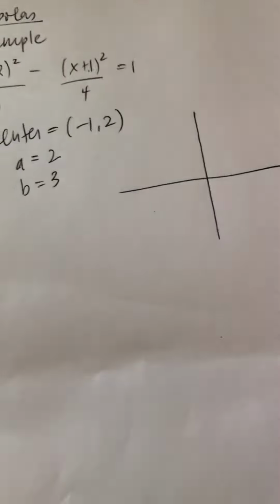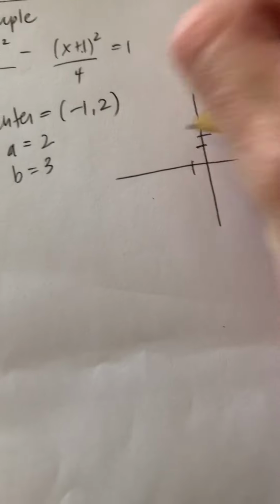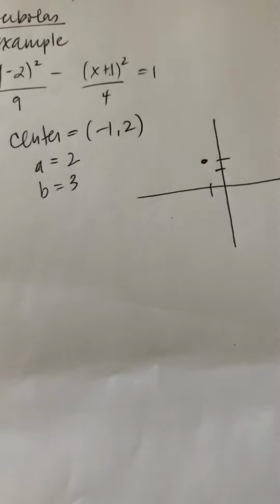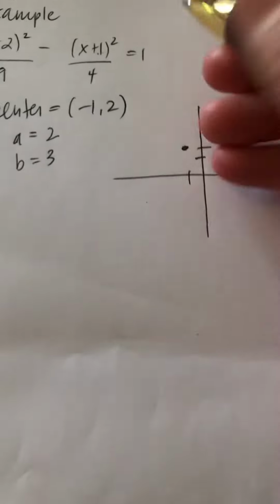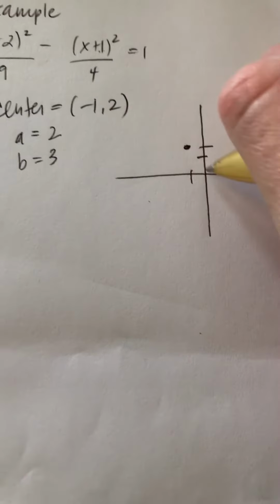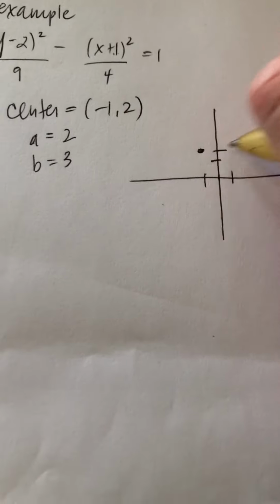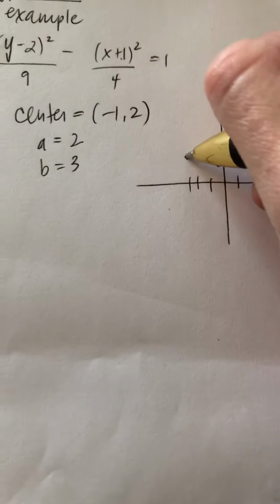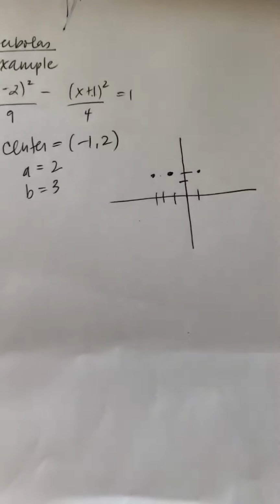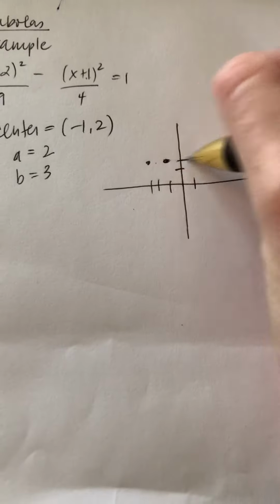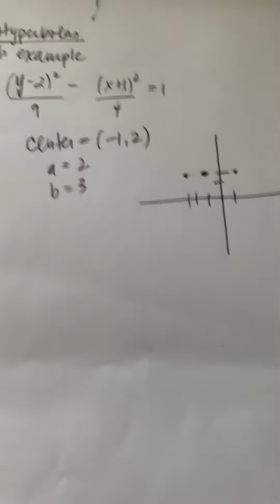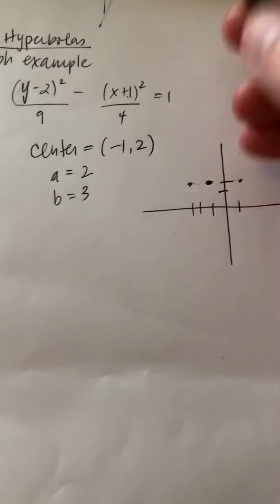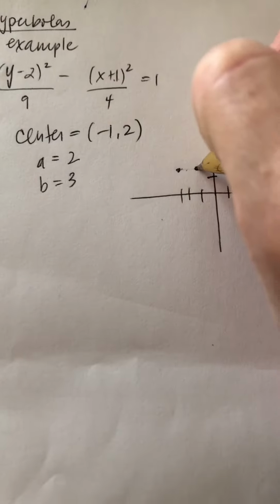So we're going to graph a center at -1, and we're going to go up 2. And then a is 2. So from this center, we're going to go 1, 2, and put a point. And then we're going to go 1, 2, and put a point. This is a horizontal distance. So from the center, we went 2 to the right and 2 to the left, although it doesn't look very even. The height is going to be based on b.